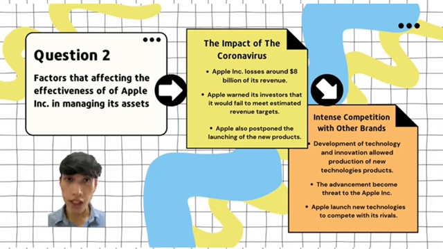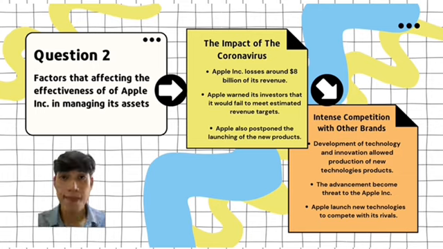Based on the journal titled Apple Financial Analysis and Development and Research, Apple Incorporation is known as one of the largest successful companies of the 21st century. However, the company has also been no exception from facing global issues and consequences such as supply chain issues, inflation, pandemic and others. Therefore, there are a couple of factors affecting the effectiveness of Apple Incorporation managing its assets. The first one is the impact of the coronavirus.